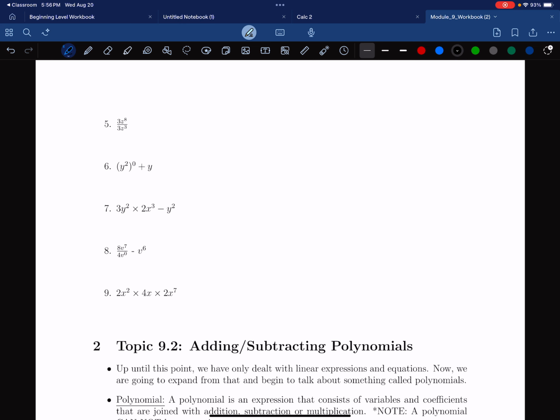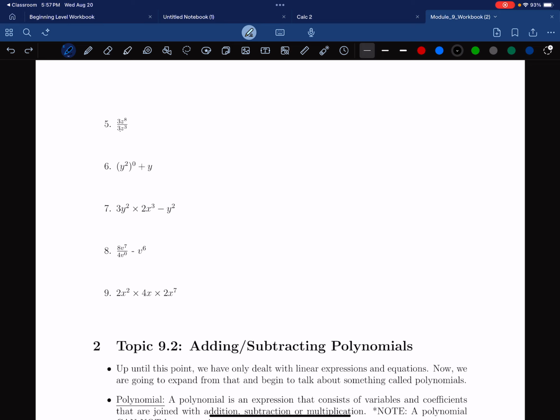Looking at example 5, I encourage you to pause the video and try this one on your own. And now let's work through it together. So the first thing, whenever you have variables and numbers in one problem, when they're being multiplied or divided, you treat them separate from one another, but they still all come together in your final answer.